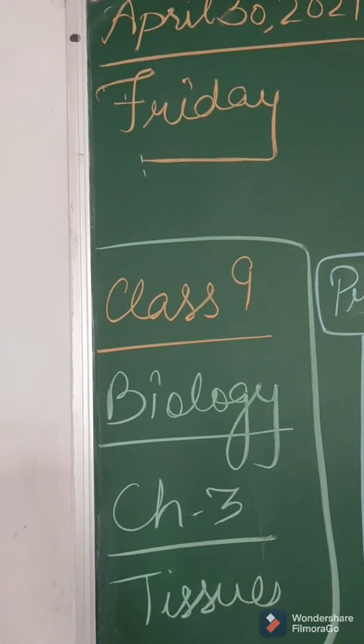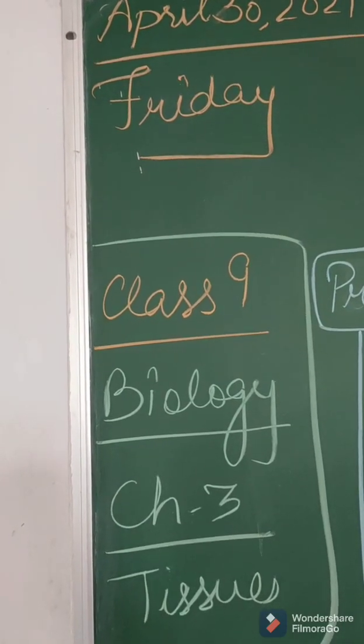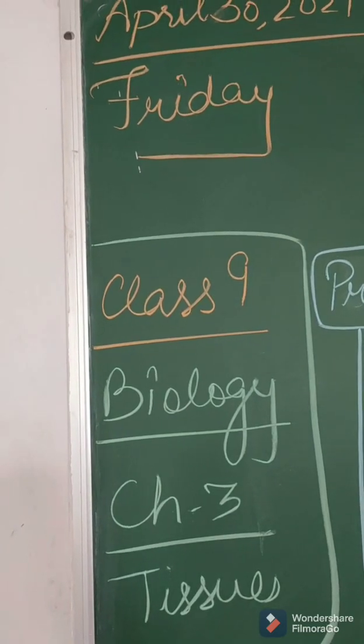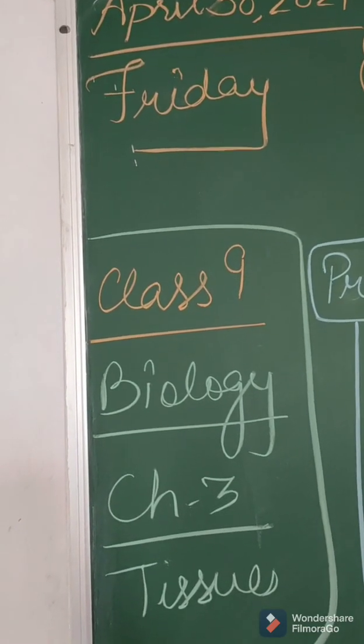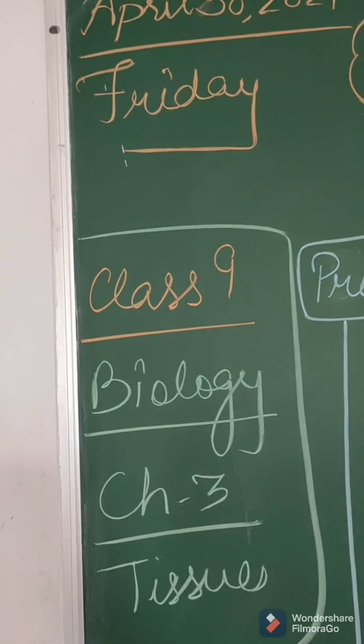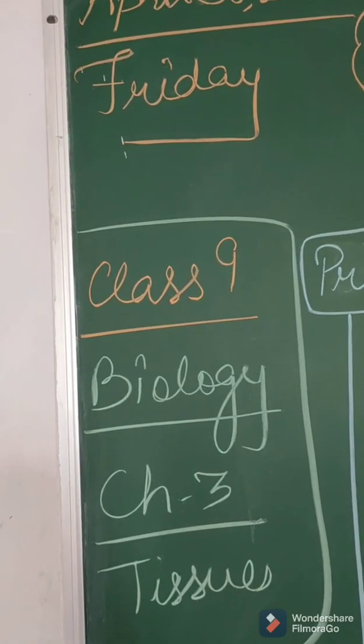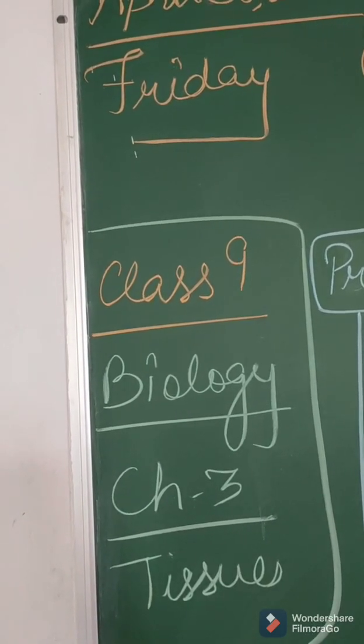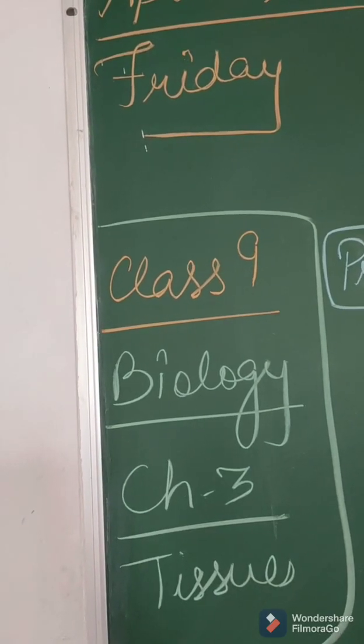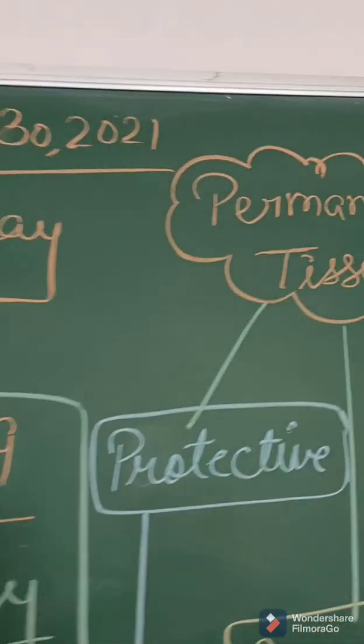Hello students. So today in class 9 in subject biology we are going to continue with chapter number 3, tissue. Last time we discussed meristematic tissue in detail. Now we have to start with the second type of plant tissue, which is permanent tissue.